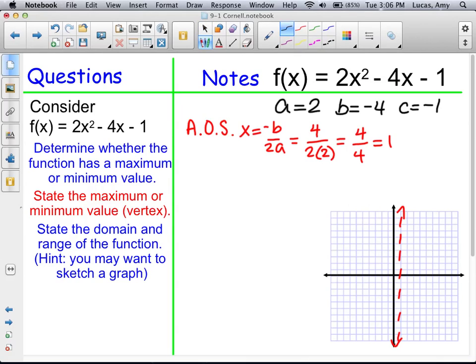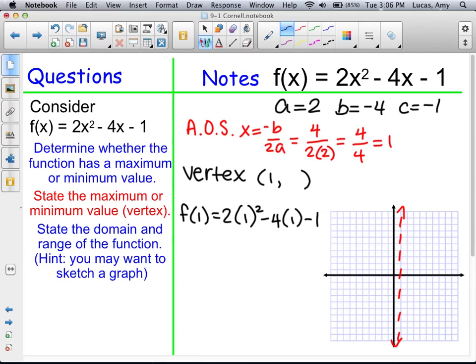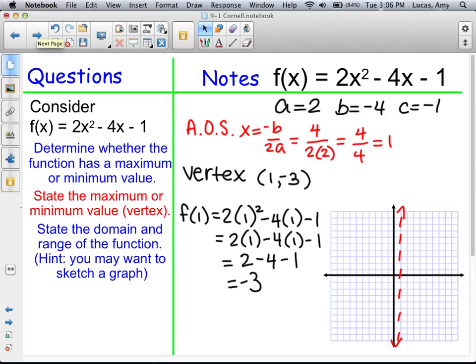The next step is to find the rest of my vertex. So I know my vertex has an x-coordinate of +1. I'm going to plug that in. Now solve using the order of operations. 1 squared is 1. Multiply. And I get my y-coordinate of -3. So my vertex is 1, -3. There's my vertex.